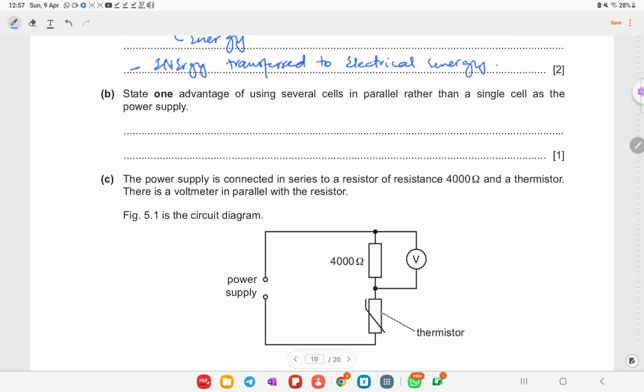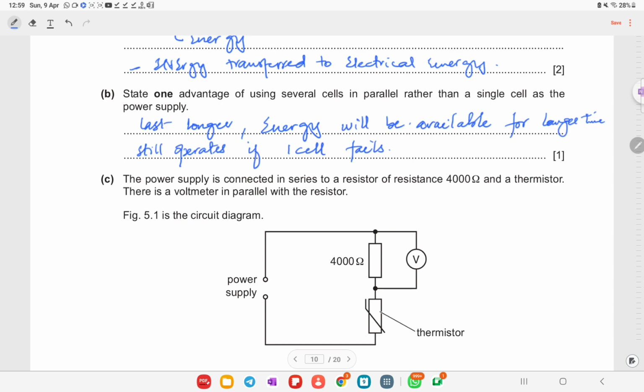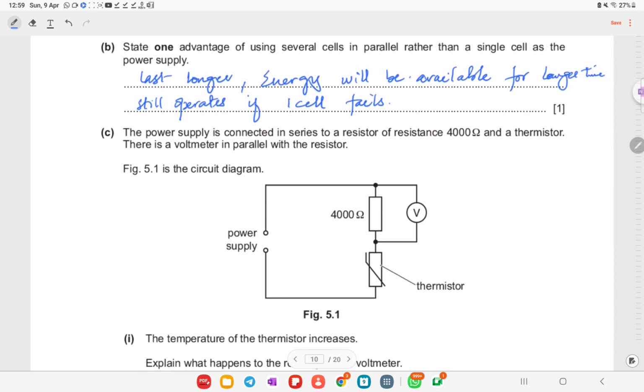State one advantage of using several cells in parallel rather than a single cell as the power supply. It's going to last longer. You can remember this: it's going to last longer, so the energy is available for a longer time. It will still operate if one cell fails. So these are the advantages of having power supplies in parallel.